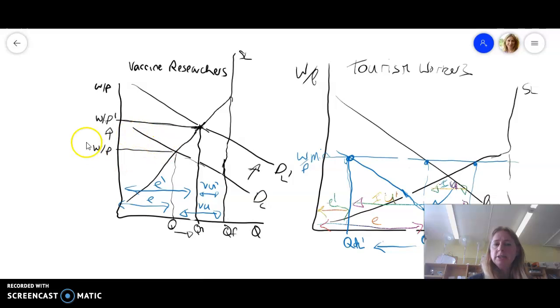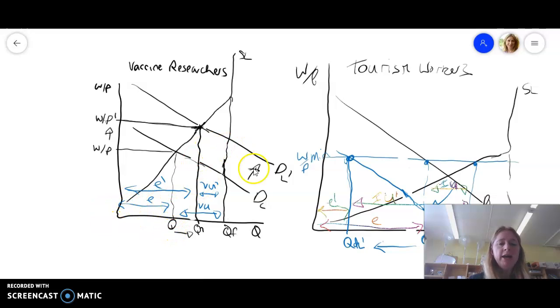Let's start with the wages. So looking at this, I've drawn W over P to show real wages. So let's look at the real value of wages, not nominal. So W over P stands for real wages. And what we can see is here's our equilibrium point before. Here's the starting situation. Demand for labour is here, supply of labour is here, and that's the current wage. And that's the level of vaccine researchers employed, okay? And that stands for E, the amount that's actually employed, 0 to Q.